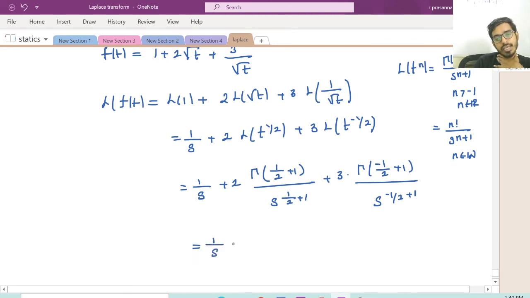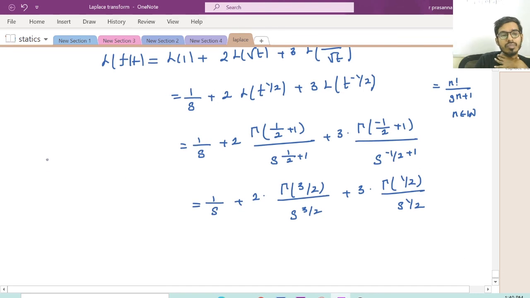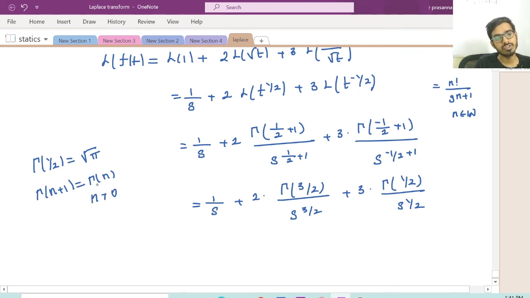This will be equal to 1 by s plus 2 into gamma of 3 by 2 divided by s power 3 by 2, plus 3 into gamma of 1 by 2 divided by s power 1 by 2. Now you always remember that gamma of 1 by 2 is equal to root pi, right? These are basic results from the gamma integral, right? Gamma of 1 by 2 is root pi, and gamma of n plus 1 is the same as n times gamma of n if n is greater than 0.